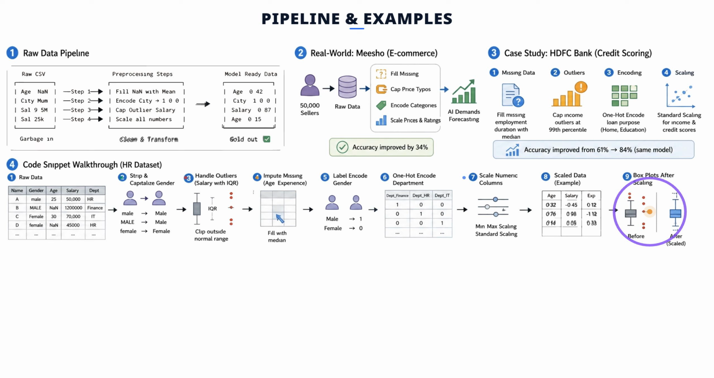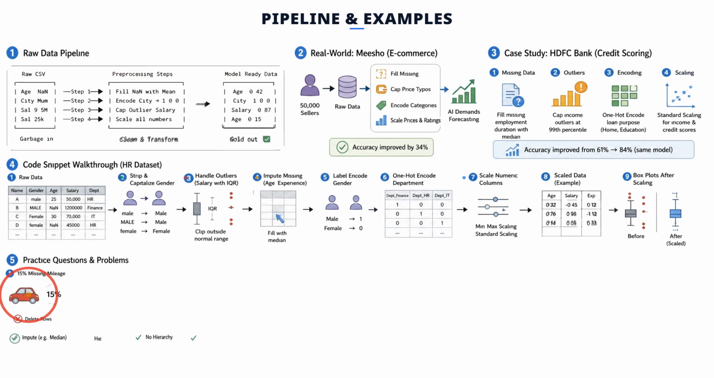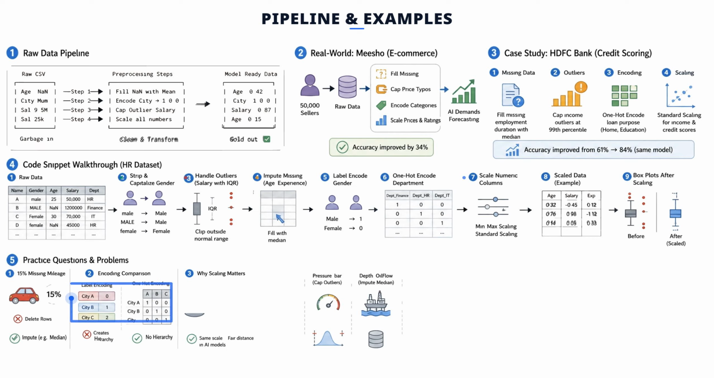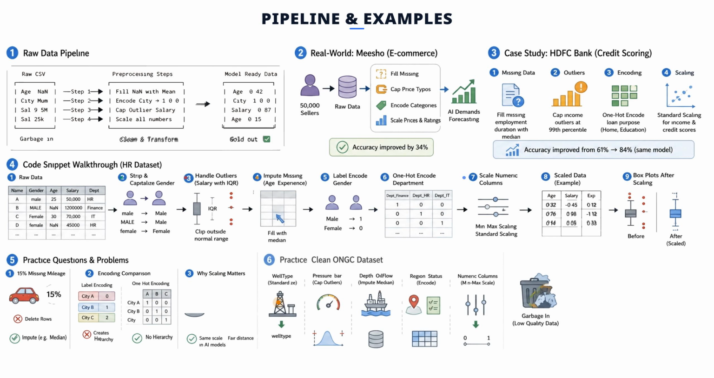To test your understanding, consider these common scenarios. If a car dataset has 15% missing mileage, deleting rows means you lose way too much info. You should impute it instead. When encoding, remember that label encoding creates a hierarchy, while one-hot encoding avoids this issue. And scaling matters because AI models use distance to calculate relationships. Unscaled massive numbers will completely drown out smaller ones. For practice, you can try cleaning this ONGC dataset by applying these exact same methodologies.